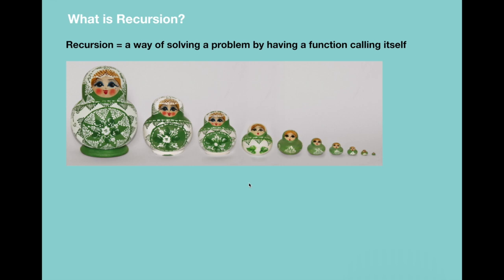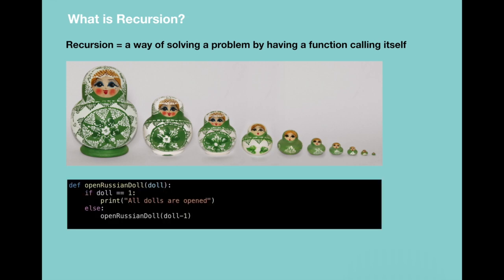So our code for this Russian doll example will be like this. Here we provide the base condition: when the doll equals 1, all dolls are open. Here I took as 1 the smallest one, which cannot be opened. Otherwise, every time we call this same function with one smaller doll, opening each doll.